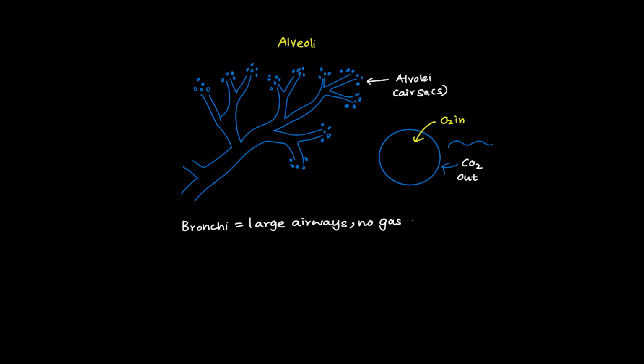Bronchi are larger tubes that branch from the trachea and carry air toward the lungs, but gas exchange doesn't happen there. The pharynx is your throat, just a passageway. The trachea is the windpipe, also just transport, no exchange.